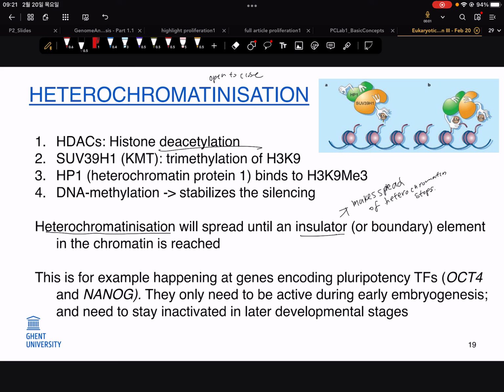So first, deacetylation of the histones, trimethylation at H3K9, heterochromatin protein 1 binds, DNA gets methylated, and you get heterochromatin.